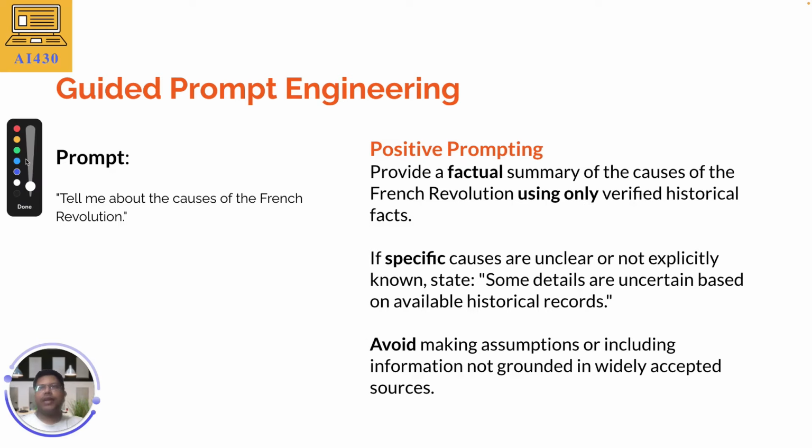Now let's try to understand what positive prompting is and what all things we have done over here. In positive prompting, as you can see, it is a lot more detailed prompt. Here I am asking it to provide a factual summary of the causes of the French Revolution, and I'm saying using only verified historical facts. And then in the second part, I'm saying that if specific causes are unclear or not explicitly known, state that some details are uncertain based on available historical records. So I'm clearly saying do not build your own content, and if you're not clear, then explicitly mention it.